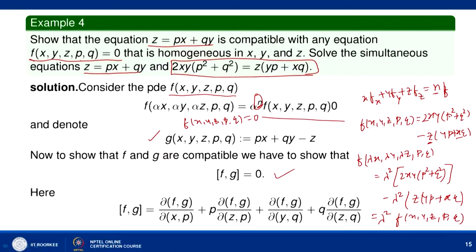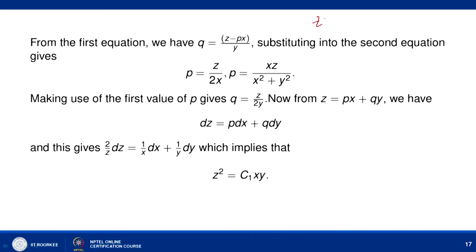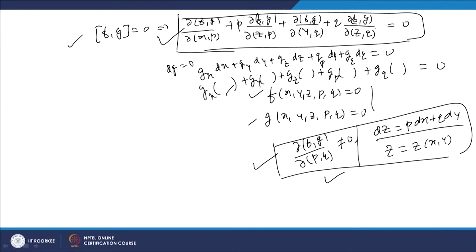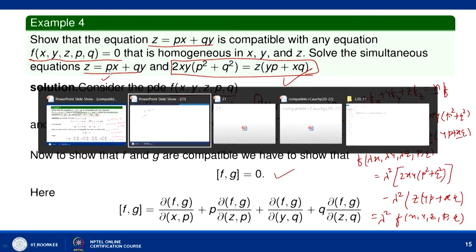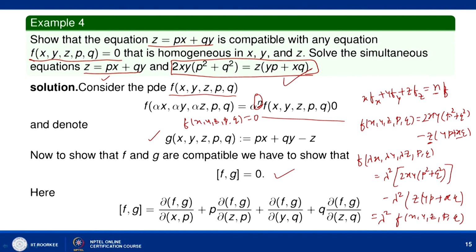Now, we want to show that, let us take a particular form of f, that is this, and z equal to p x plus q y. Compatible means we can find one common solution. So, let us try to find one common solution here. Let me do it on a separate page. Here we have z equal to p x plus q y, and the second equation is 2 x y (p square plus q square) equal to z (y p plus x q).